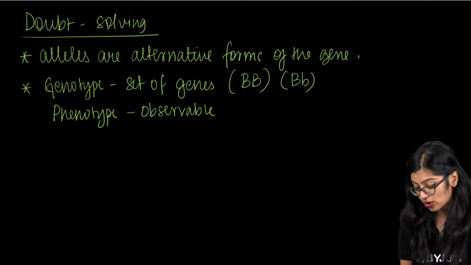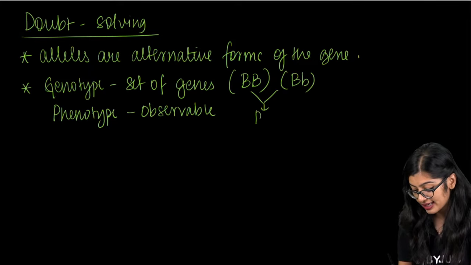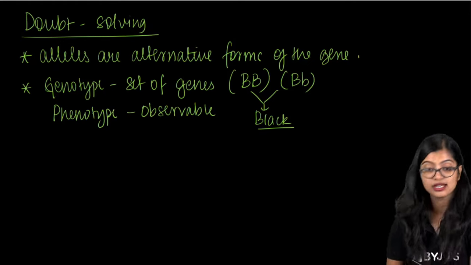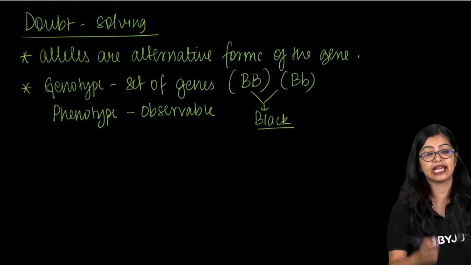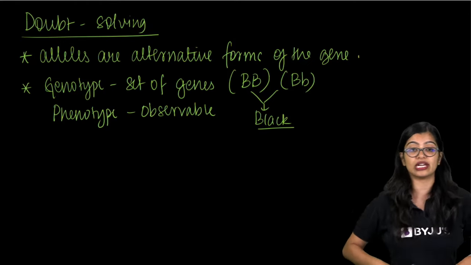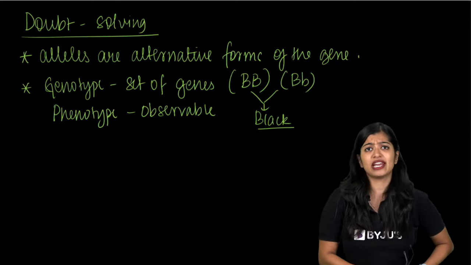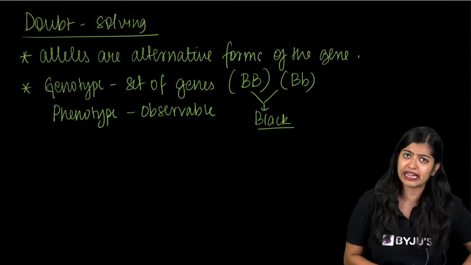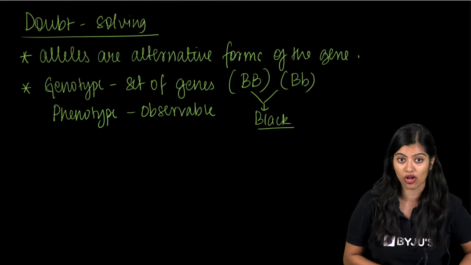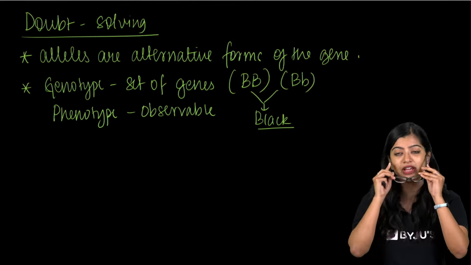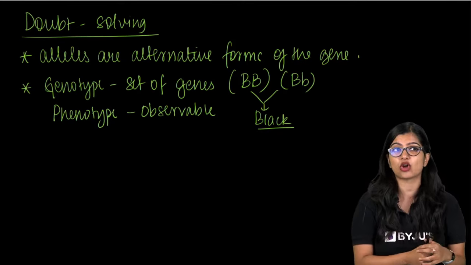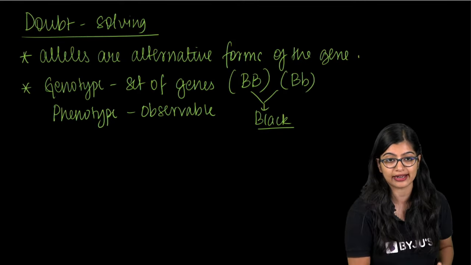So this is the genotype. But the fact that we see it as black eye color is the phenotype, right? Is the law of segregation applicable only to dihybrid or monohybrid as well? The law of segregation tells you that characters will segregate in gametes. It's applicable overall, right? But in dihybrid, we also add a clause of independent assortment, because there we are considering two characters, right?